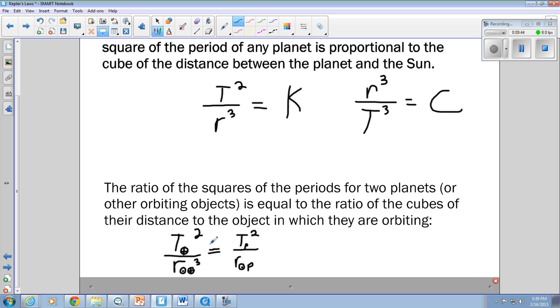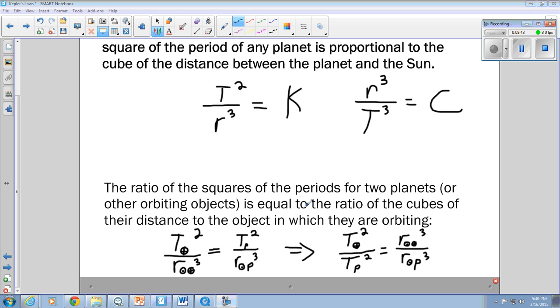Another way to write this is to just cross multiply it out. And you get the ratio of the periods squared is equal to the ratio of the radii cubed.